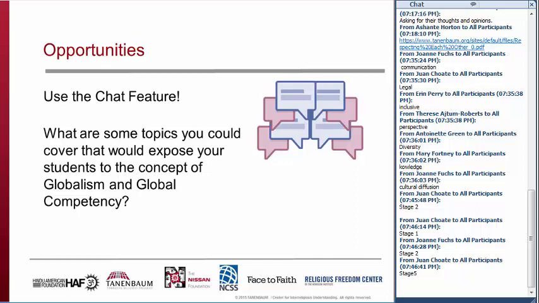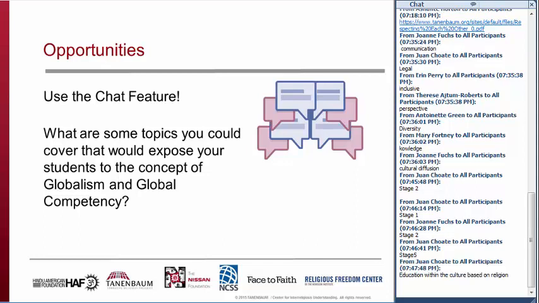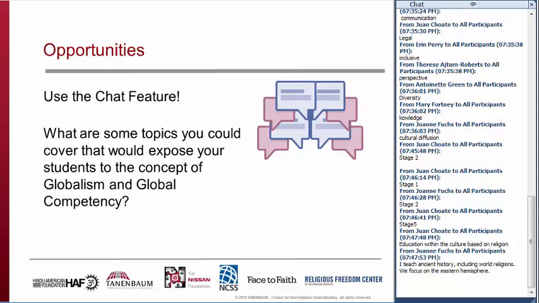So is it global history? Is it the War of 1812? What are some of the content areas where you could see exposing students to this idea of globalism or a commitment to justice for people around the world? So education within the culture based on religion. So you teach ancient history, including world religions. We focus on the Eastern Hemisphere. Absolutely. Great. Thank you for that.